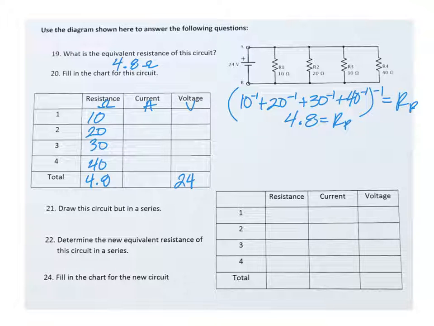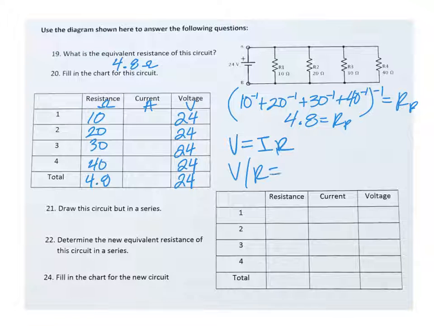So this is a parallel circuit, so your voltage remains the same through each branch. So each of these resistors is going to get 24 volts. So you can go ahead and fill that in. Now to solve for your current, your current varies for each branch. So you are going to use Ohm's law to solve for your current. So it's voltage equals current times resistance. So you're essentially dividing your voltage by your resistance to get your current. And we're going to do this for each resistor and for our total.